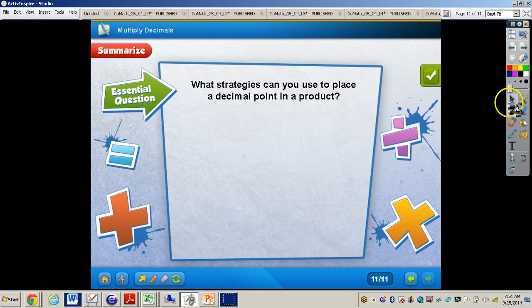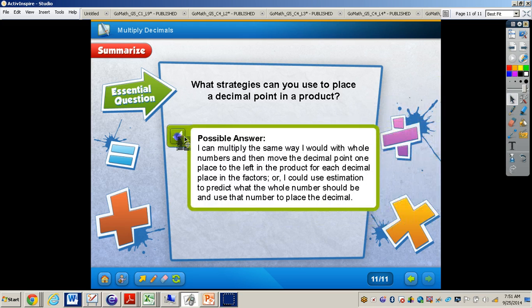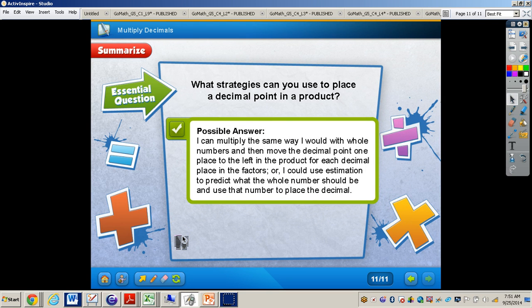Now moving to the essential question, what strategy can you use to place a decimal point in a product? Here is your answer. I want you to read through it, and I want you to write down what is your favorite way of doing it, either by estimating or by taking a look at how many total digits to the right of the decimal there are in the problem.